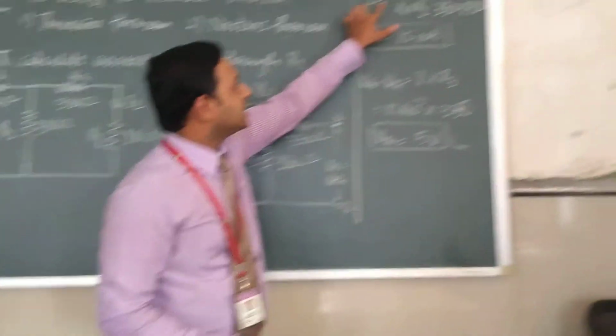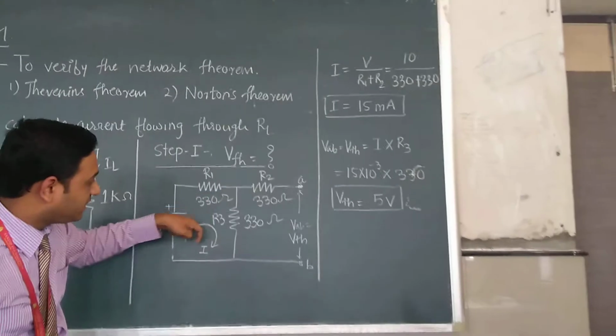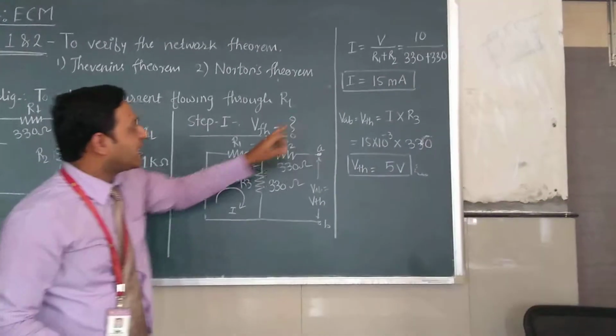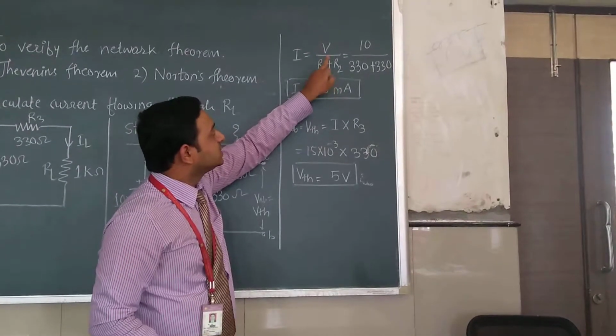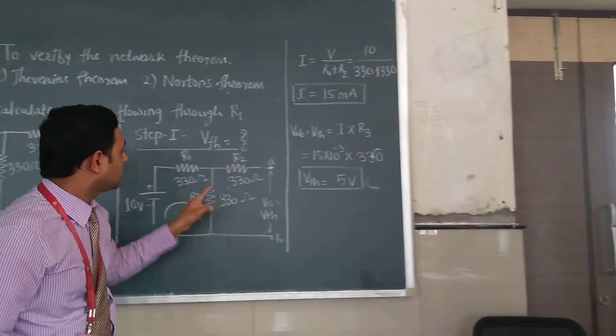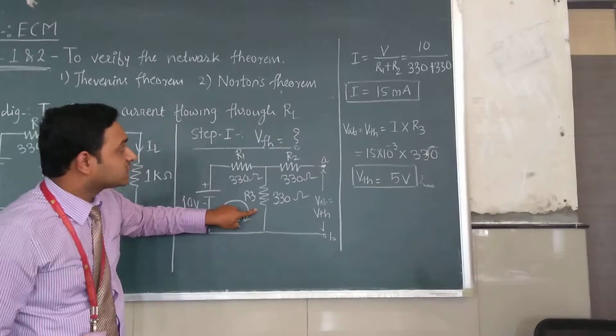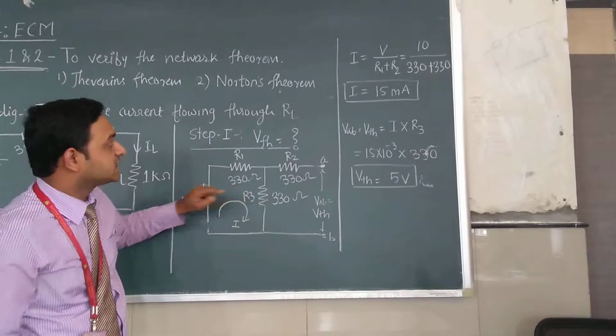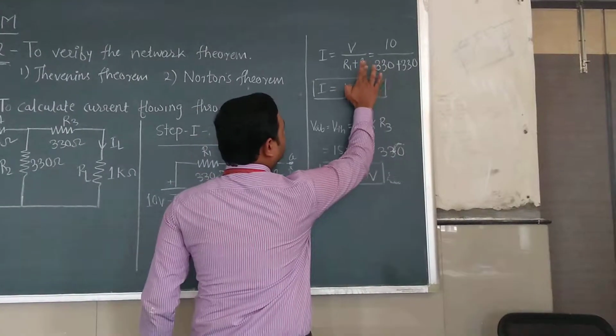So this I is very simple. As per the KVL or as per Ohm's law, I is V upon R. So what do V and R mean here? R1 and R3 are connected in series. It is not R2, this is R3.